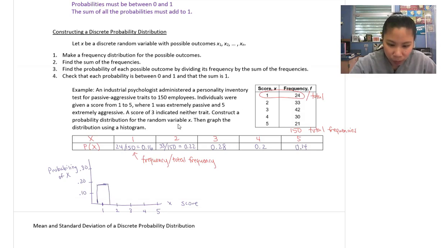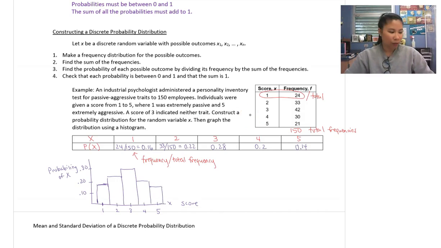For a score of 2 was 0.22, a little bit over 0.20. For 3 was 0.28, so almost at 0.30, 0.2, and 0.14. So like here. Close enough. Okay, so there's our distribution for the histogram.